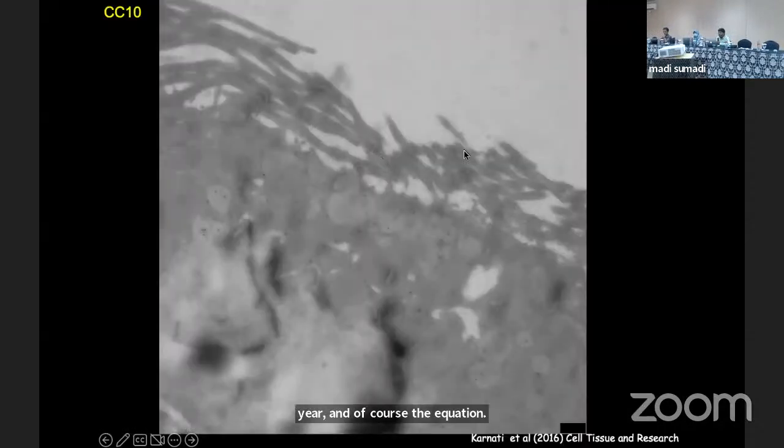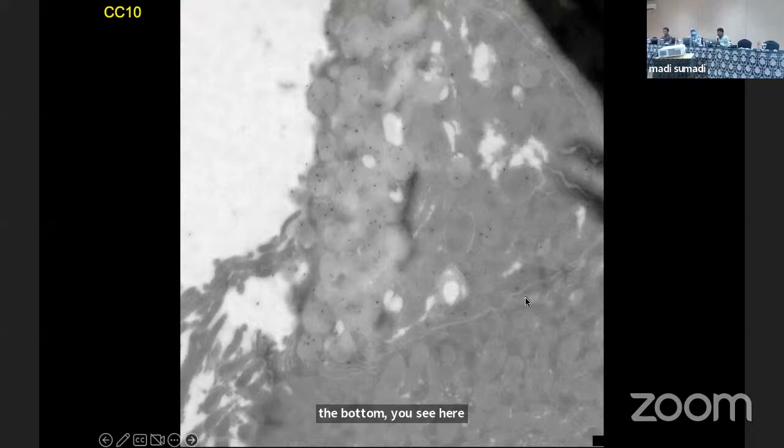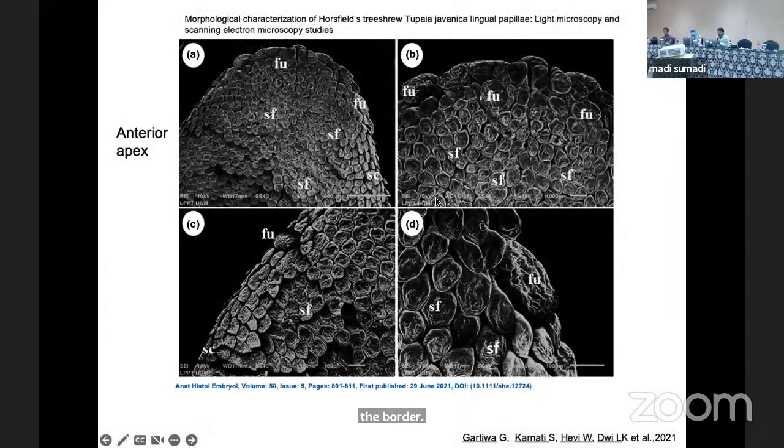So this is also a post-embedding immunocytochemistry. You label a typical cell with club cells in the corner here. You can see the border, ciliated cell, and the non-ciliated cell, very nice labeling. So this is, again, thanks to Dr. Hibby, wonderful work with Yusuf together.